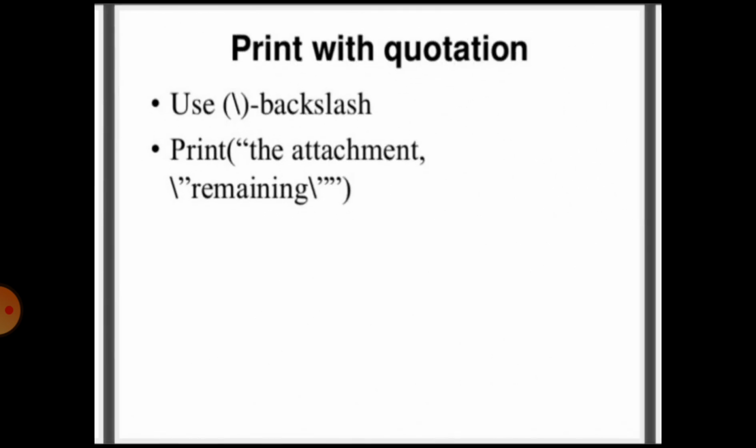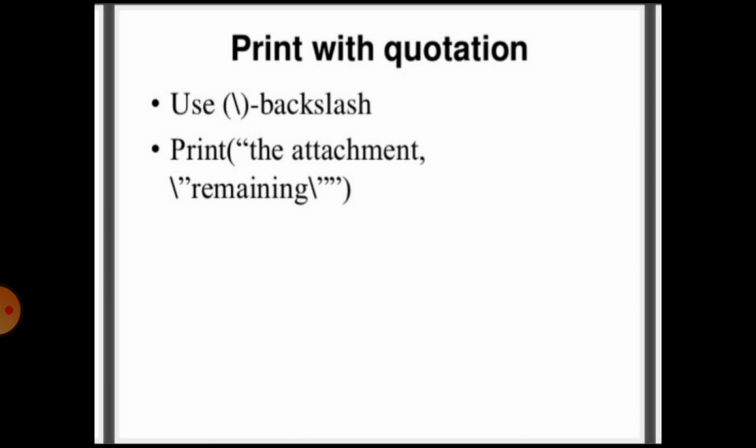How can we display a string with quotation marks? Suppose you need to display a string with quotation marks. How can you display it with the print function? For that we need to use a backslash. Here is the example: print the first string 'the attachment', comma, backslash double quote 'remaining' backslash double quote. The second string will display with double quotation marks. The output will be: the attachment "remaining" in double quotation marks.